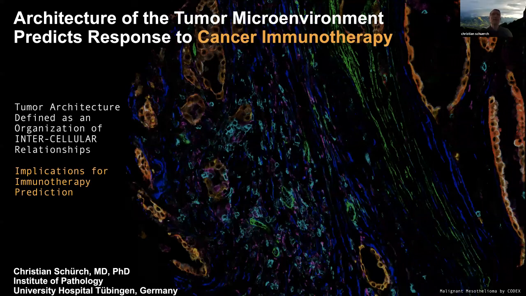Hi, everybody. Thanks to the organizers for inviting me to this special conference. Today I would like to present to you how we use highly multiplexed tissue imaging to try to predict cancer immunotherapy response. We see tumor architecture as a hierarchy and organization of intercellular relationships. And using these new technologies, we have novel access to the tissue to analyze it in novel ways.